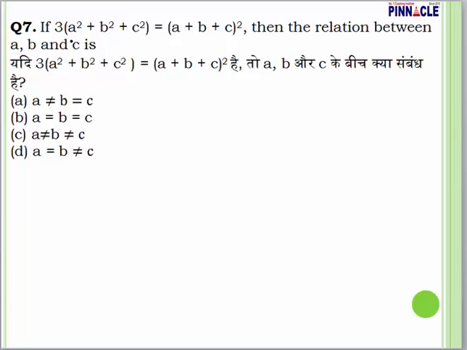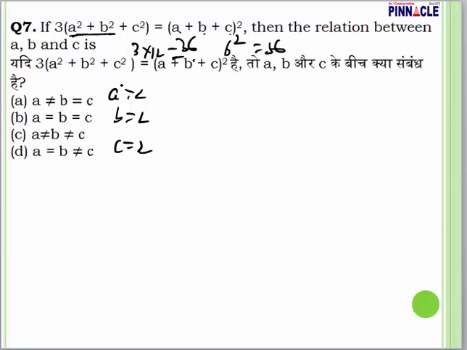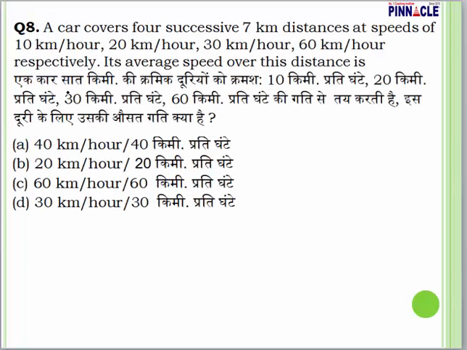Next question, question number 7. If 3 times A square plus B square plus C square, this is given. Now put value here. If I put A is equal to 2, B is equal to 2 and C is equal to 2, then 4 plus 4 plus 4, 12, 3 into 12 is 36, and here 2 plus 2 plus 2, that is 6 square, that is 36, and here is also 36. So if I put values equal, then it will be equal, otherwise it will not be equal. This equation will not be satisfied. So answer should be B. You can put value.